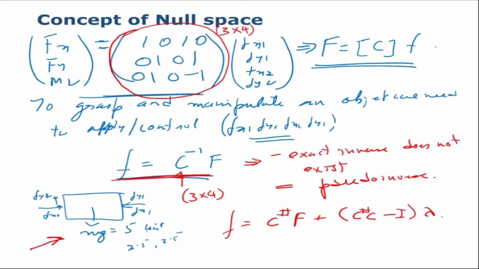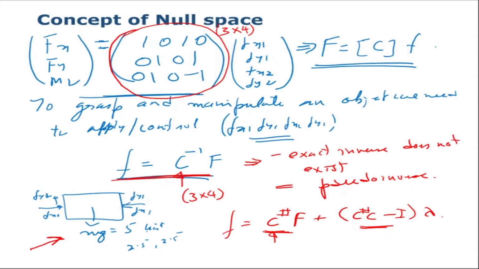The solution of this equation basically is, we don't have an exact inverse because this is a non-square matrix. So what we get is a pseudo inverse, which is not an exact inverse. And so we get one part of the solution plus another part of the solution. This solution comes in two parts. We call them the particular solution and the homogeneous part.